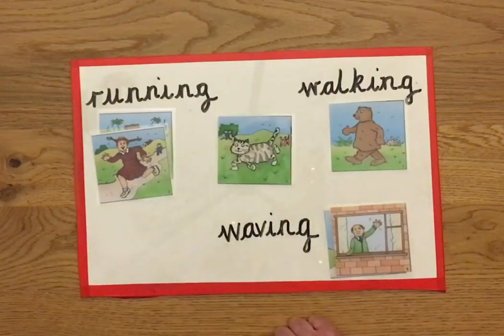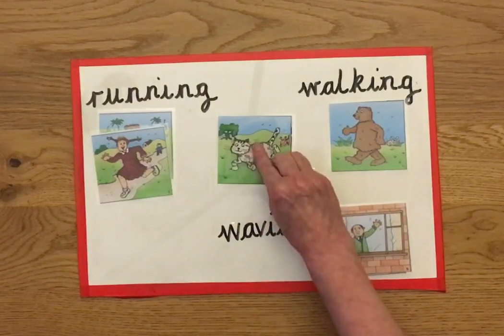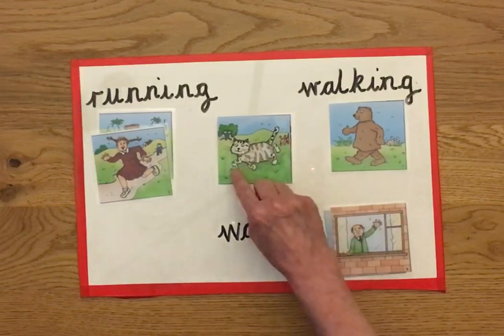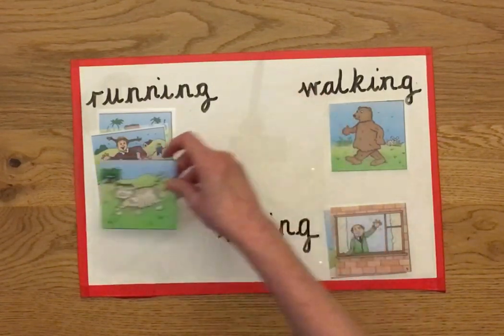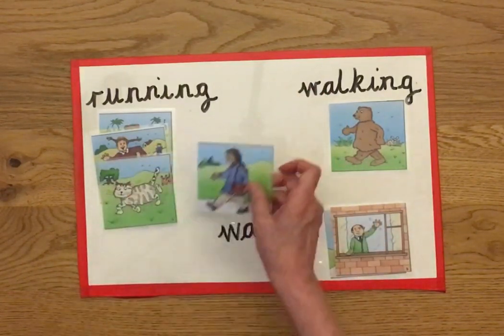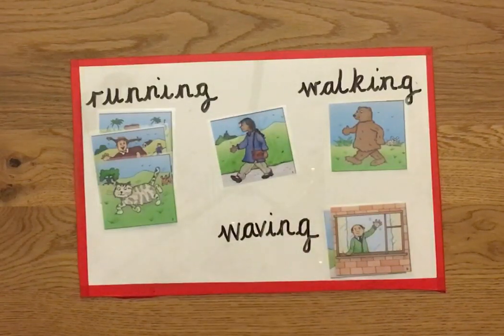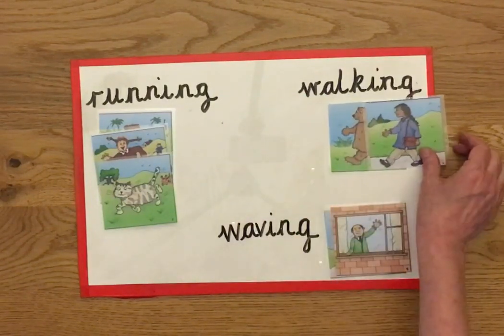The cat. What's the cat doing? That's it, he's running. And can you see these lines? These lines show you that he's running quite fast. He's moving quickly. What about this lady? Is she waving? She's walking. Brilliant.